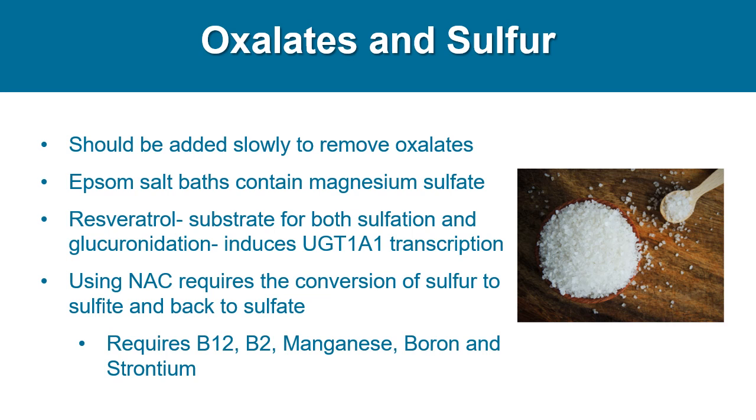This issue is also seen when using amino acids or supplements such as N-acetylcysteine, NAC, which is very commonly recommended. They do supply sulfur compounds, and the problem is the body needs to change the sulfur first into sulfite through that sulfoxidation reaction, and then using sulfite oxidase, SUOX, it has to change the sulfite back into sulfate. This step involves various cofactors, particularly molybdenum, and I mentioned B2 earlier, but I didn't mention that B12, manganese, boron, and strontium are also used.